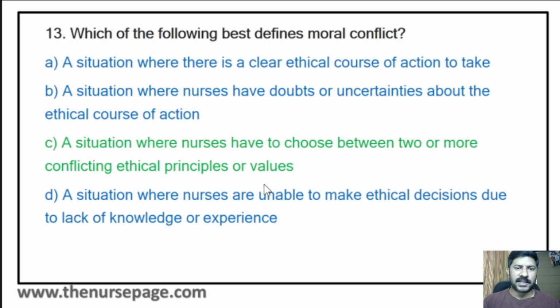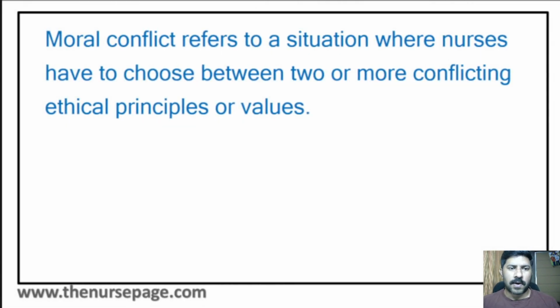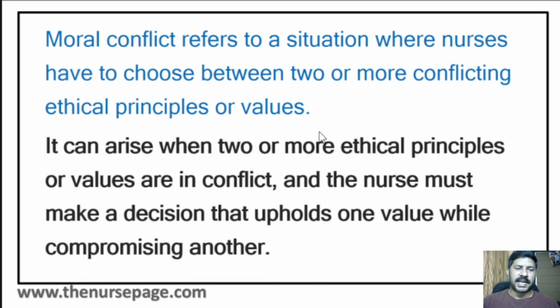So similar ethical principles will be there. There will be a confusion. Two or more ethical principles will be there. Then there will be a conflict, that is more known as moral conflict. Moral conflict refers to a situation where nurses have to choose between two or more conflicting ethical principles or values. It can arise when two or more ethical principles or values are in conflict and the nurse must make a decision that upholds one value while compromising another. So the nurse has to compromise some ethical principles to apply the best one.